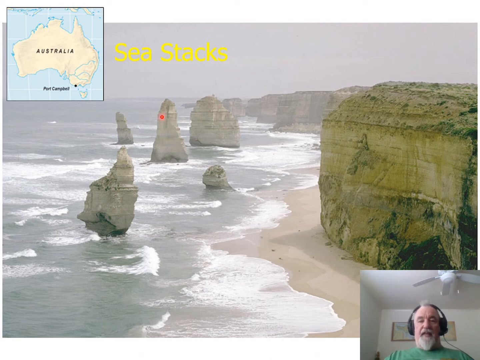So sea stacks are bedrock outcrops that are detached from the mainland. At some point, all of the rock material that used to connect the cliff headlands to these sea stacks has all been eroded, maybe into arches that collapsed, but ultimately that material has been removed. We can see here that the waves are certainly acting on the base of this sea stack, and at some point that will get undercut so much that that sea stack would probably fall over during a large storm.